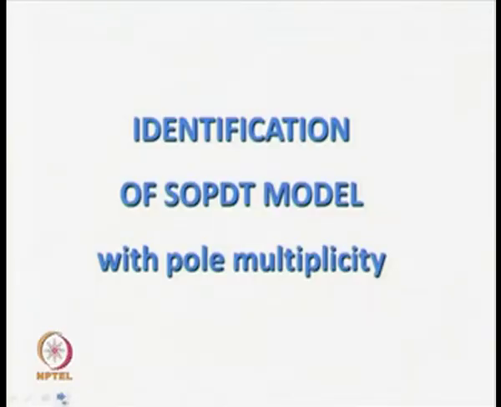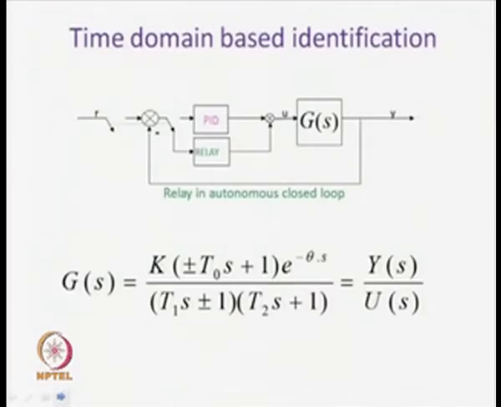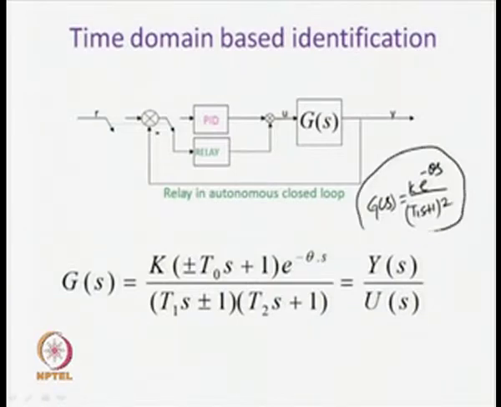one has to take care of the analytical expressions. In this lecture, we shall discuss how the same set of analytical expressions can be used to identify transfer function models with pole multiplicity. We shall see how we can identify a model transfer function of the form G(s) = K e^(-θs) / (T1 s + 1)^2. This type of model is known as models with pole multiplicity.